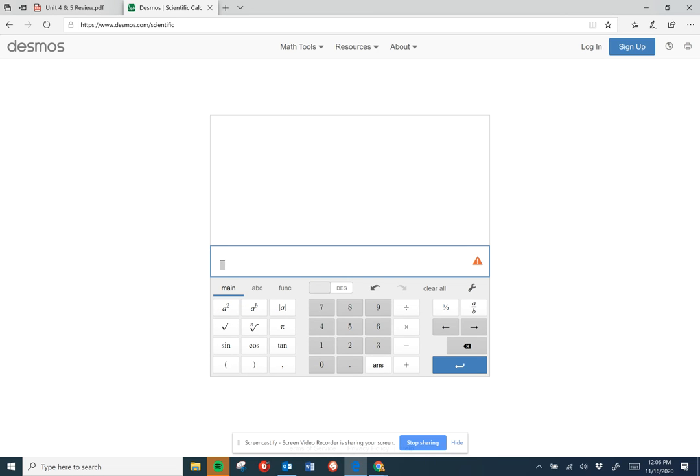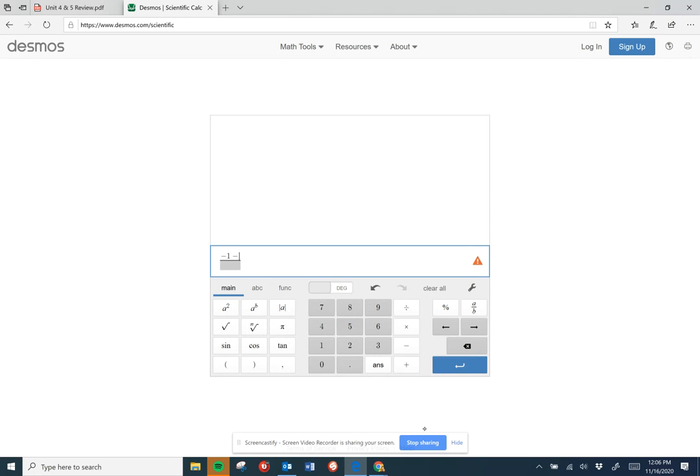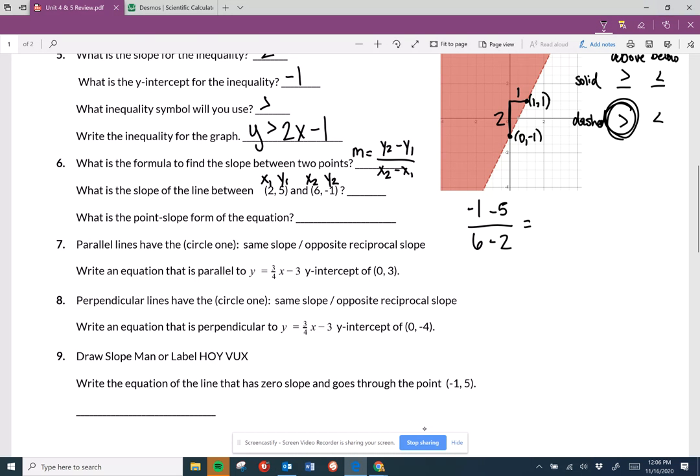So I'll go to the top, -1 minus 5, and then on the bottom, I think it was 6 minus 2. And then we'll press enter, and we want that to be a fraction, so we're going to push the fraction button. And you can see that's -3 over 2 is our slope, okay? So I'll come over here, it is -3 over 2, okay?